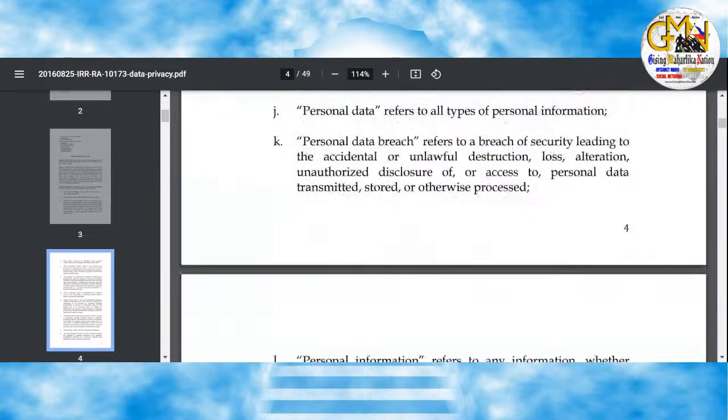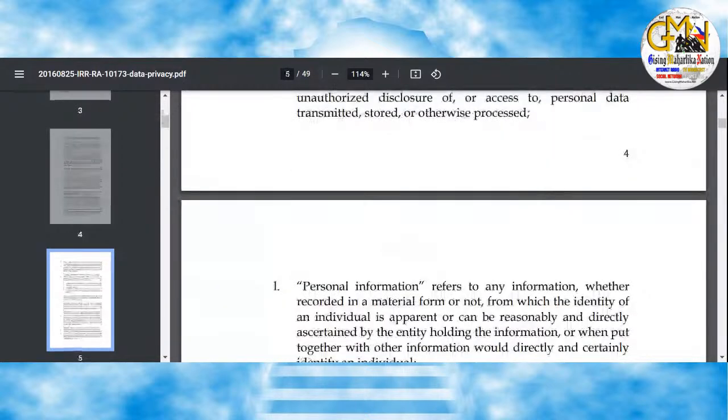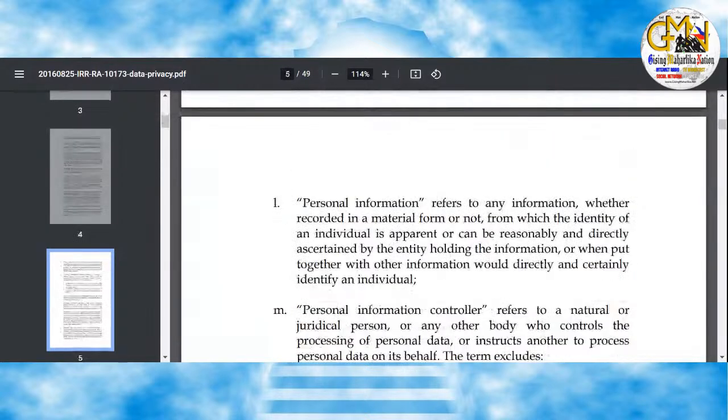Letter L, personal information refers to any information, whether recorded in a material form or not, from which the identity of an individual is apparent or can be reasonably and directly ascertained by the entity holding the information, or when put together with other information would directly and certainly identify an individual.